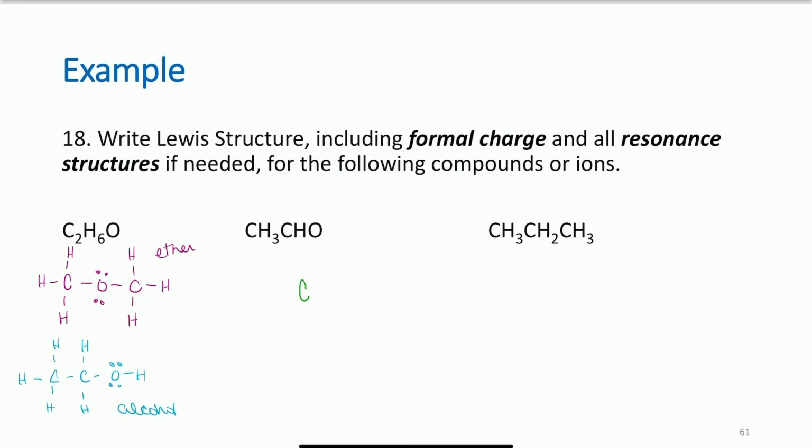CH3CHO, the way that's written tells me that I have a CH3 group bonded to a carbon that's bonded to a hydrogen, and then I have an oxygen left. That will be double bonded to the carbon. If you add up the valence electrons and look for minimizing your formal charge, giving your central atom its octet, you will find that that oxygen does need to be double bonded to that carbon. And CH3CH2CH3 is written as it's connected. CH3, CH2, CH3. All of these have zero formal charge.